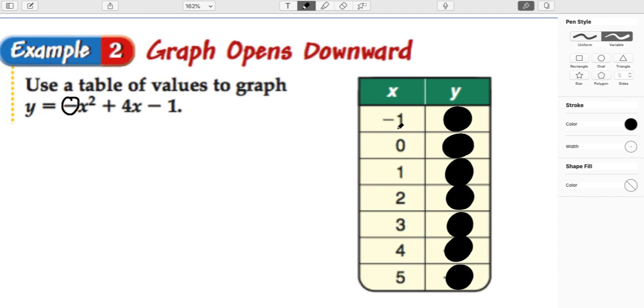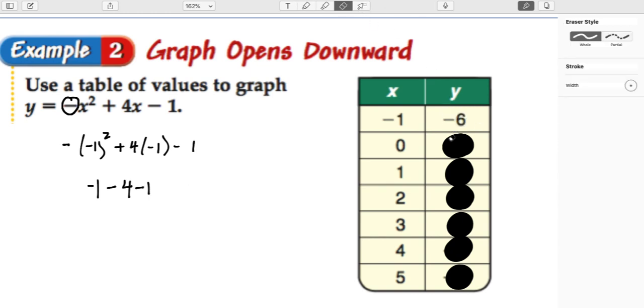So if I plug in -1, let's make sure we know how to do that. -1 quantity squared plus 4 times -1 minus 1. So what is that going to give me? Here, this is actually going to be a -1 because -1 squared is +1, but the negative is on the outside. So this is -1 minus 4. 4 times a -1 is -4 minus 1. And so when I do this, you would expect my answer to be -6, all right? And so we're going to do that for each of these.